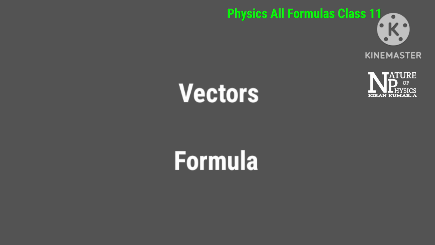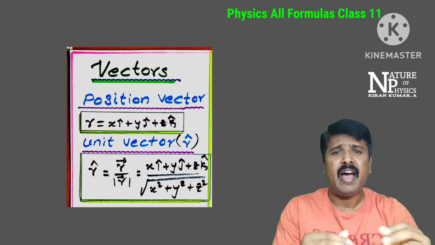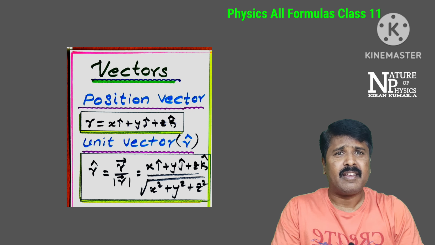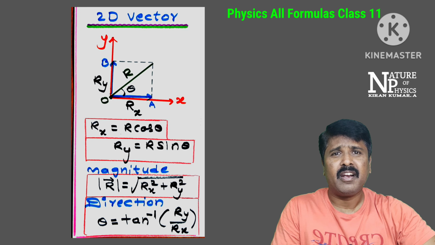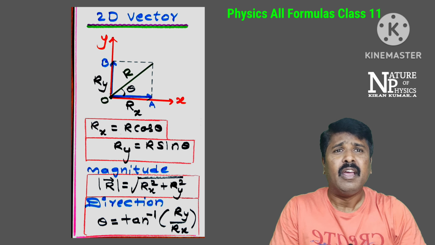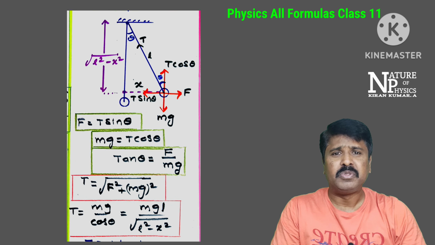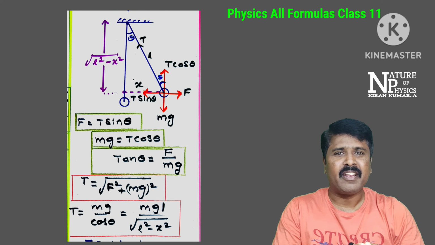See student, first vector. In this, the position vector and unit vector formulas are given, and then the 2D vector. In the 2D vector, the horizontal component, vertical component, along with the magnitude and direction of the 2D vector are given. And next one, equilibrium position, simple pendulum, a clear derivation including a diagram is there.